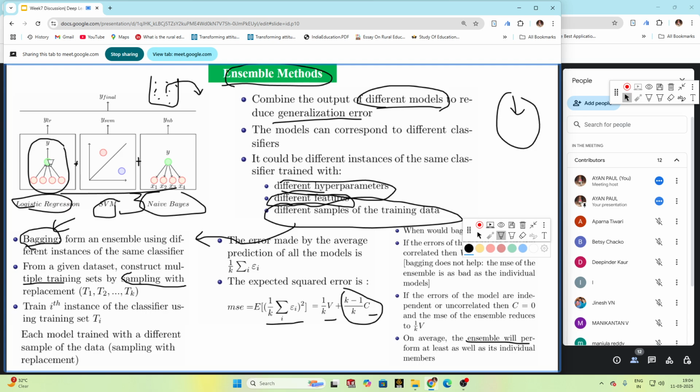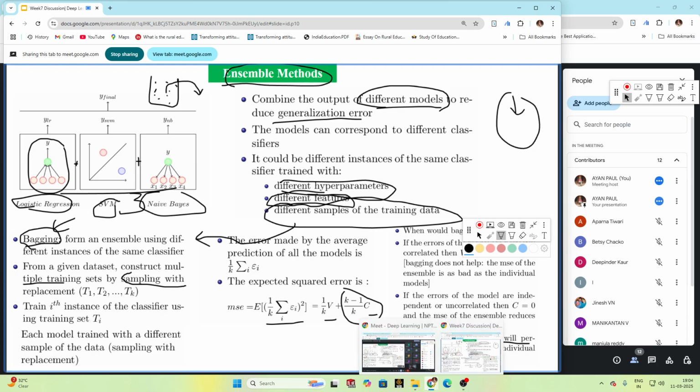Otherwise, you can take just one model and change its hyperparameters to make different models. Or you can play with the features: in your data you have many features, so one model takes the first 10 features and another model takes the second 10 features. Third, you can do bagging, or bootstrap aggregating. That means you train a single model with the same hyperparameters and same features, but this model is trained with different training instances. These training instances are nothing but your bootstrap samples.